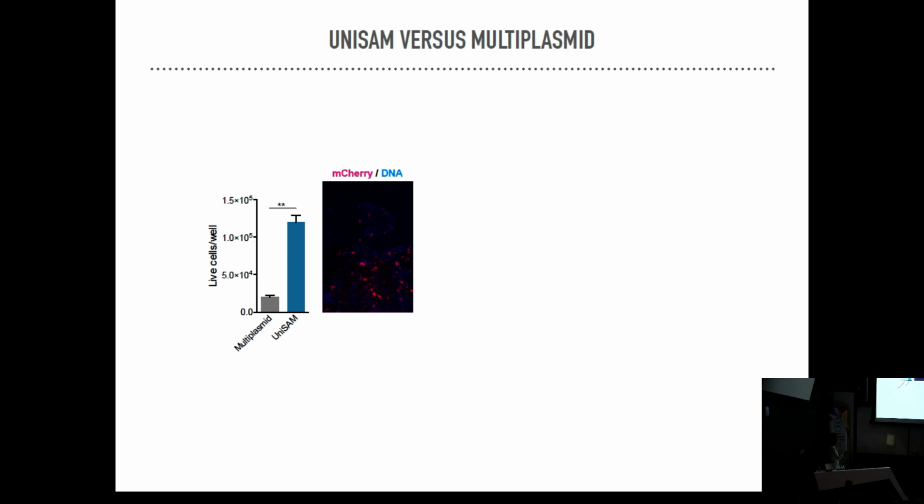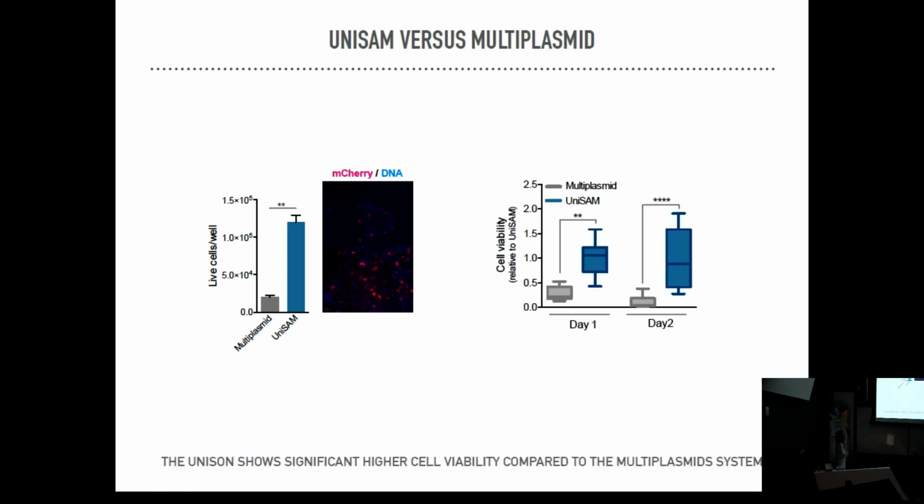You can see very few cells, and their nuclei are in blue here. With our system, we get way more cells, and that's true also over time. So you can see that our cells are quite happy and proliferate, while the other cells just die.